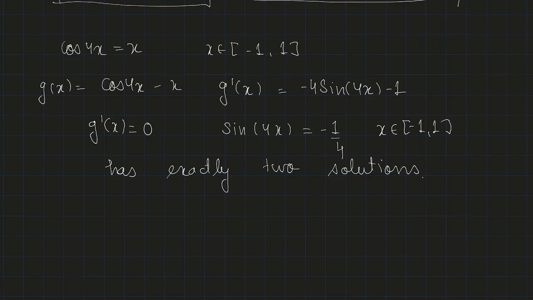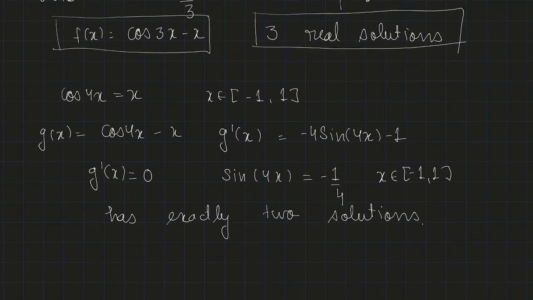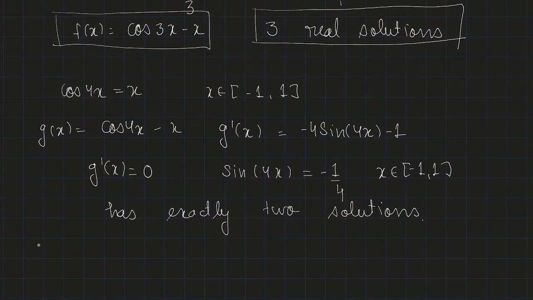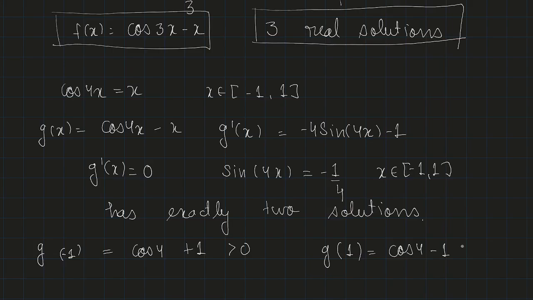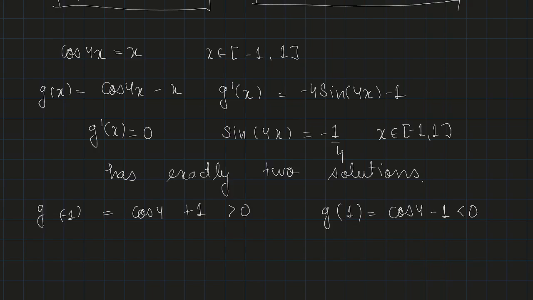And again, the same repeats. We can check what g of minus 1 is, which is cos 4 plus 1. It is greater than 0. G of plus 1 is cos 4 minus 1, which is less than 0. As a result, again, we are going to see that we have exactly 3 real solutions.